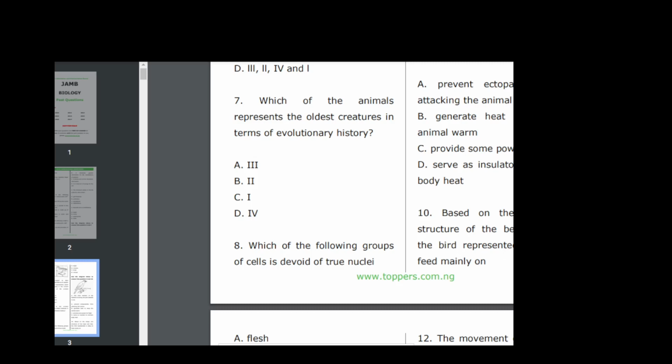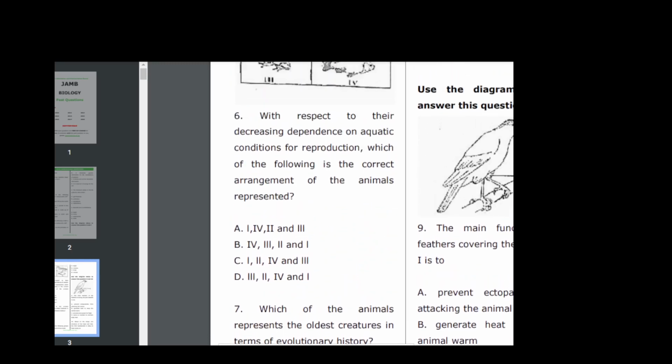Now the next question says, based on the shape and structure of the beak and feet, the bird represented is likely to feed mainly on. Now let us look at this. Let us look at the shape of the beak. The shape of this beak here, it seems it is short and curved, and it is looking strong to me.